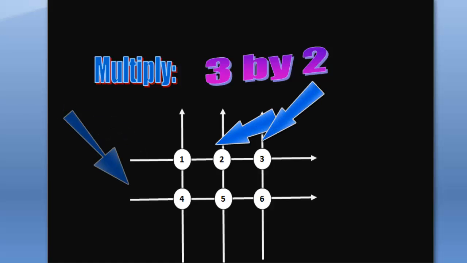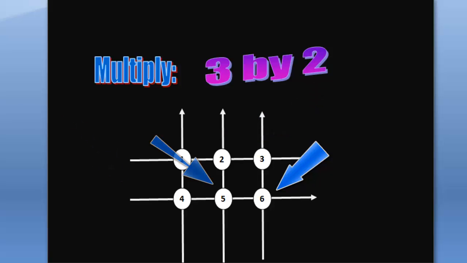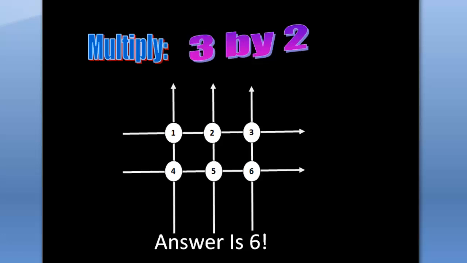1, 2, 3, 4, 5, 6. So when you multiply 3 by 2, you get 6 intersections or junctions. Since there are 6 intersections, our answer is 6. 3 by 2 gives us 6.